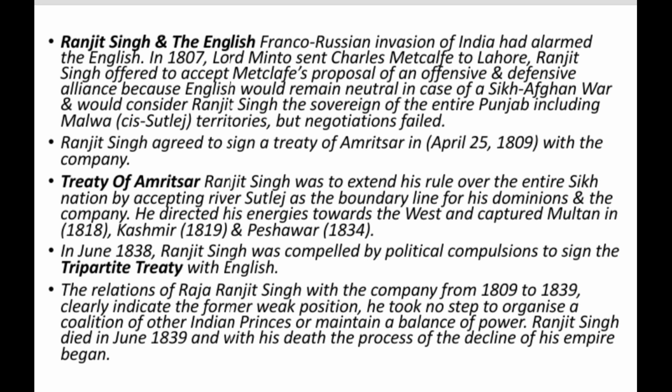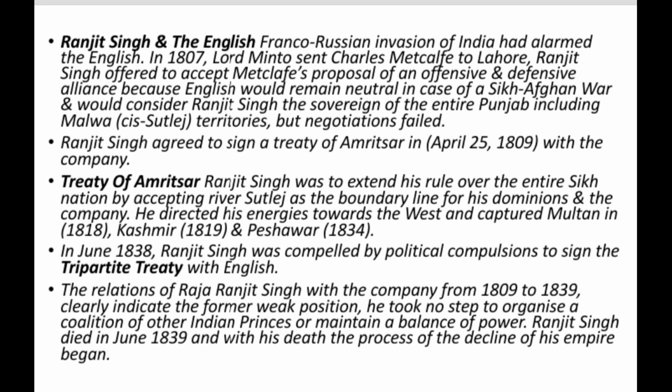Now he directed his energies towards the west and captured Multan in 1818, Kashmir in 1819, and Peshawar in 1834. In June 1838, Ranjit Singh was compelled by political compulsions to sign a tripartite treaty with the English. However, he refused to give passage to a British army through his territories to attack Dost Muhammad and the Afghan emirs.